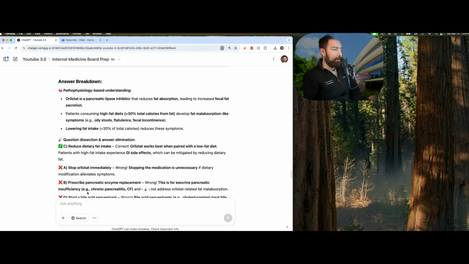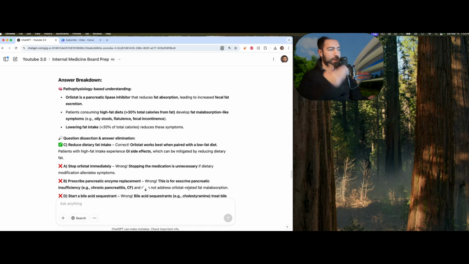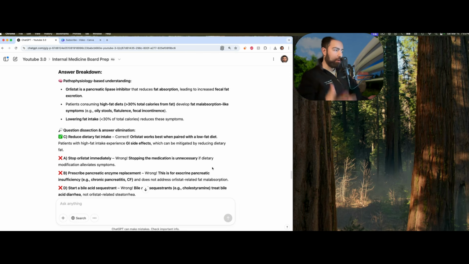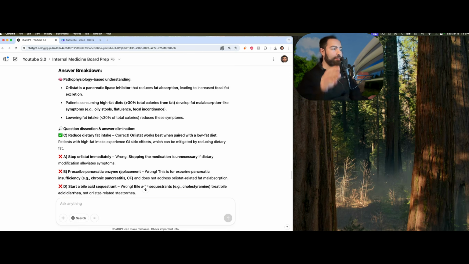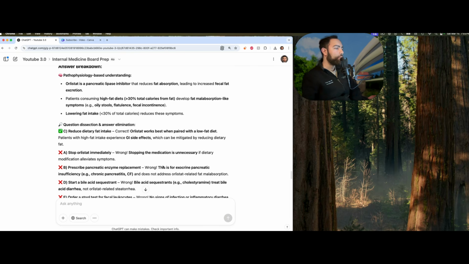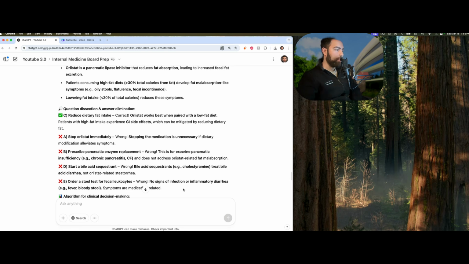Prescribing pancreatic enzyme replacement would be wrong, because this is for exocrine pancreatic insufficiency, such as in chronic pancreatitis and cystic fibrosis patients, and it does not address the issue, which is the Orlistat. Starting a bile acid sequestrant would be wrong. You remember the bile acid sequestrants such as cholestyramine, they treat bile acid diarrhea, not the Orlistat-related steatorrhea. And ordering a stool test for fecal leukocytes would be wrong. This would be, for example, if you were looking for infection or inflammatory diarrheas, and that wouldn't make sense here.